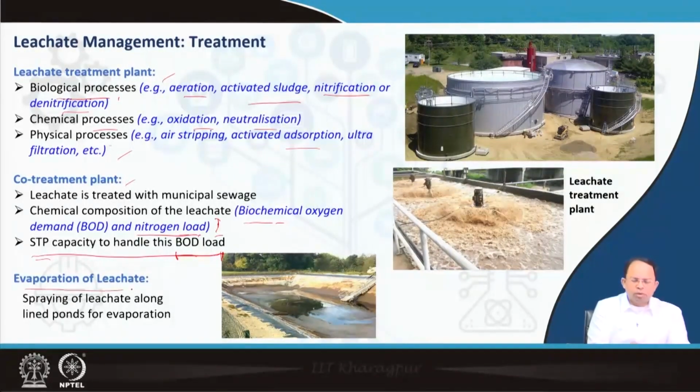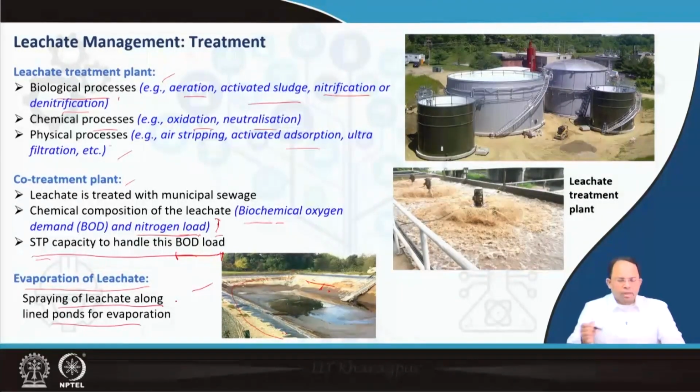One very basic process of leachate treatment, which could be done on site itself, is spraying the leachate along the lined ponds for evaporation. So we can spray the leachate along the lining of the pond, and when we do that, the water evaporates, and the remaining solid matter can be collected and again taken to the landfill site. So that is a very basic system for treatment as well. This shows a leachate treatment plant over here with intermediate storage as well.